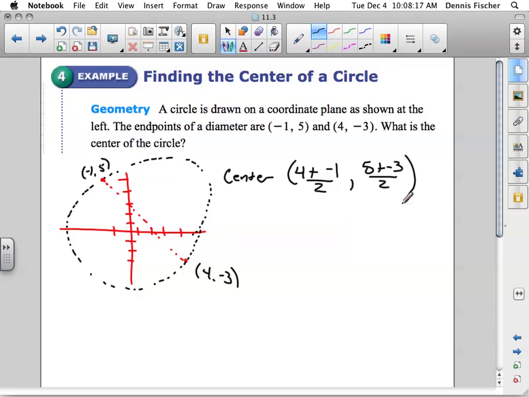Okay? So now my center is 4 plus -1 is 3, divided by 2 is 1.5. 5 plus -3 is 2, 2 divided by 2 is 1. So my midpoint is at (1.5, 1). Okay? I'm trying to give you a viewpoint of what kind of problem I'm going to give. Does that work?